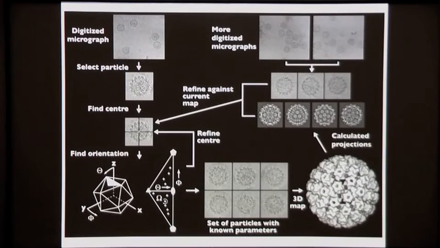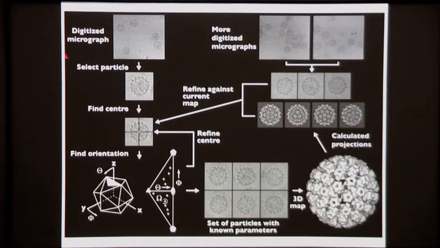So the scheme in all these, this is a slightly old-fashioned slide for icosahedral viruses, but it encapsulates what still goes on in something like RELION. It's just done in a modern way. So you digitize your micrograph. In this case, it doesn't need digitizing. It comes flying off the Falcon detector faster than you can cope with it.